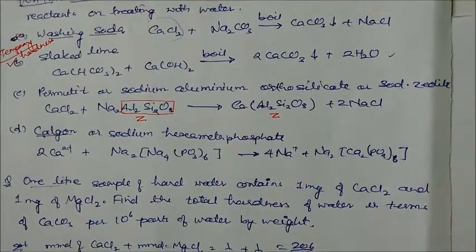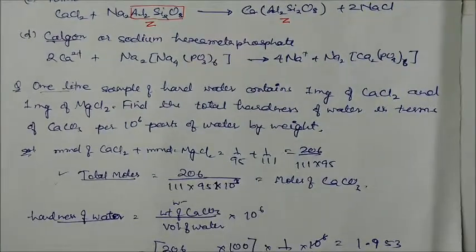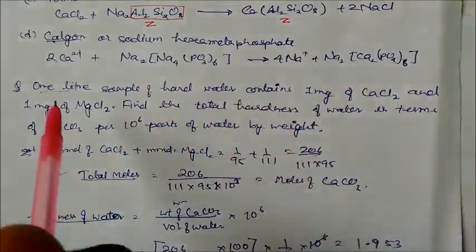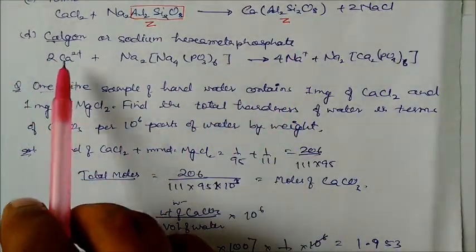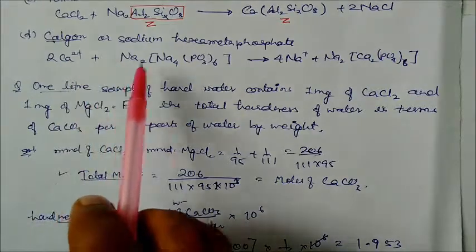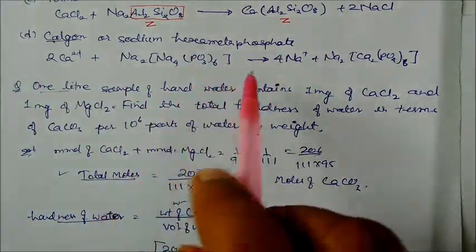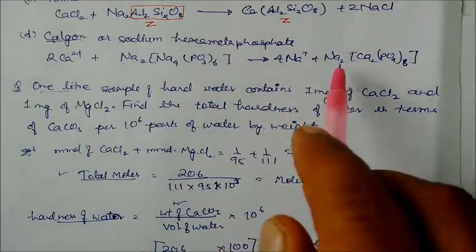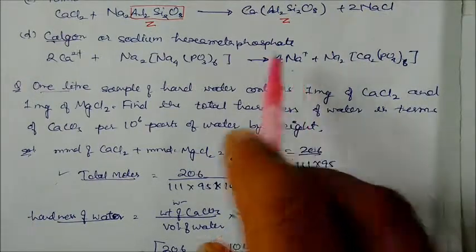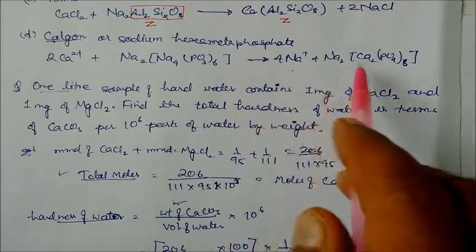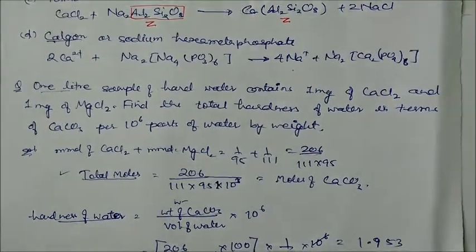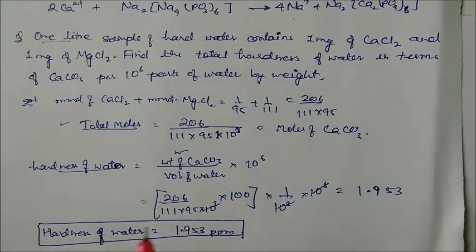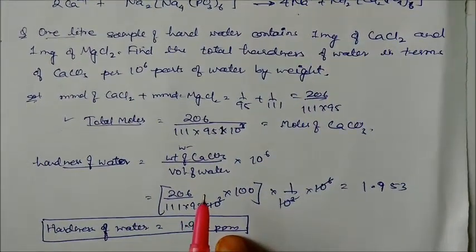Next is calcium sodium hexametaphosphate. Take any calcium salt, chloride, sulfate, nitrate. They will react with the sodium hexametaphosphate, and here sodium is there, so you will get this precipitate. Just separate it out, then we will get soft water. So in this way we are removing the hard salt from the hard water.